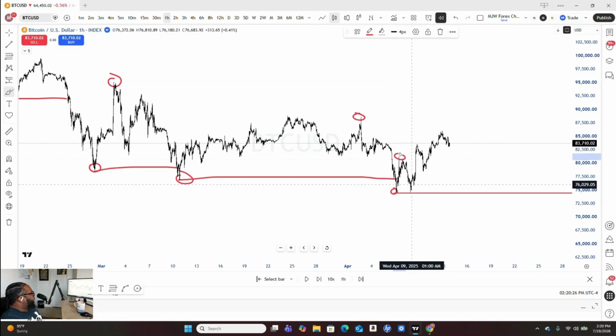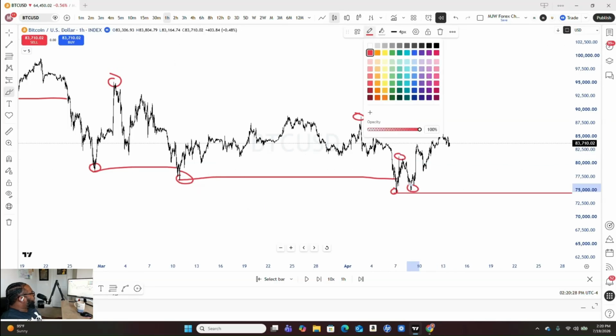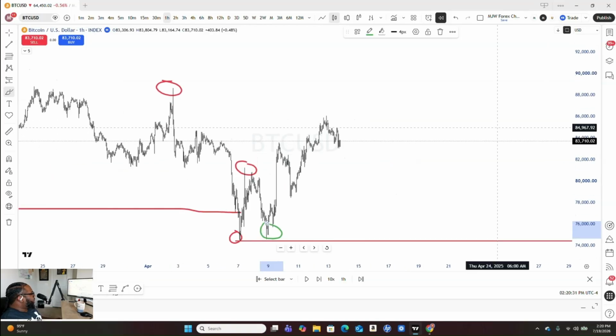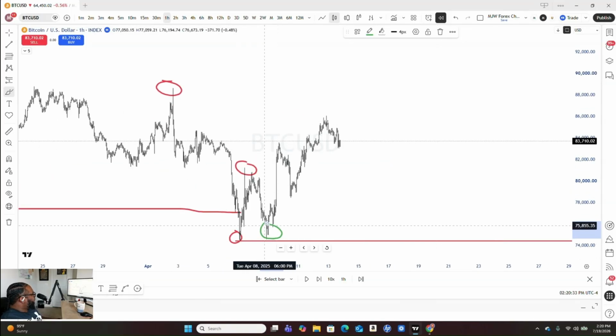Then we see a lower high here, but then we're followed by a higher low. And I'm going to put that in a different color because that's where things begin to get interesting. So we have a higher low here. Notice that this low is higher than the previous low.